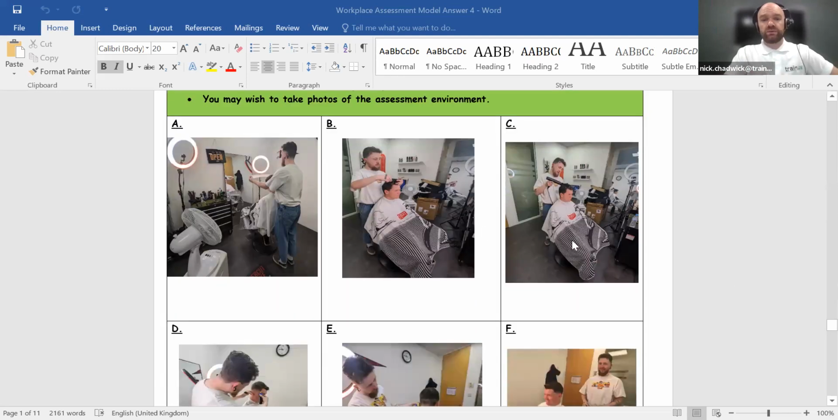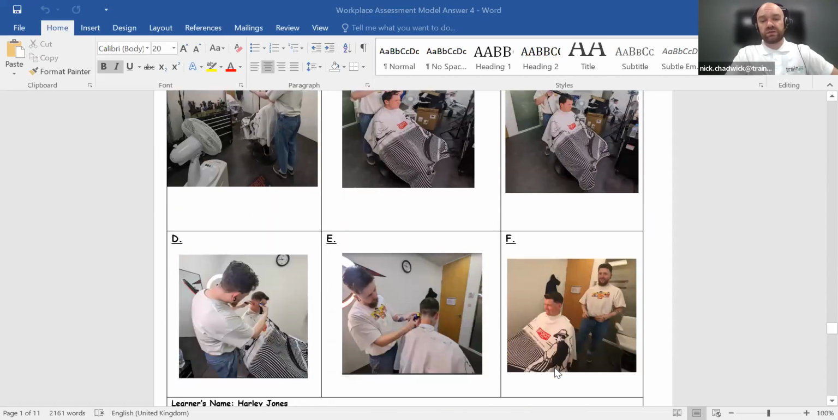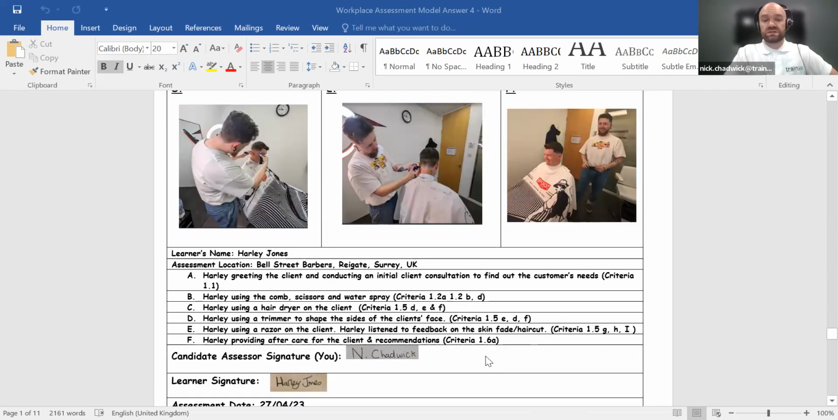That's absolutely fine. If we look at my photos, I've included obviously the start all the way to the end of the haircut. So quite a good variety of different photos there. And once again, I have completed the description section. So I've explained about each of the different photos and what they are showing. So for example, my final photo, Harley is providing aftercare for the client and providing recommendations as well. So that maps to that photo. I've also included a criteria as well. So it provides the reader with some further information about what each photo is showing as well.